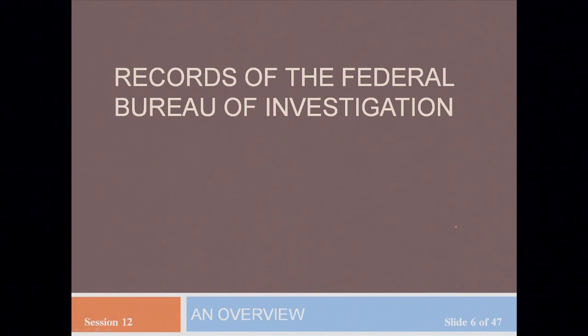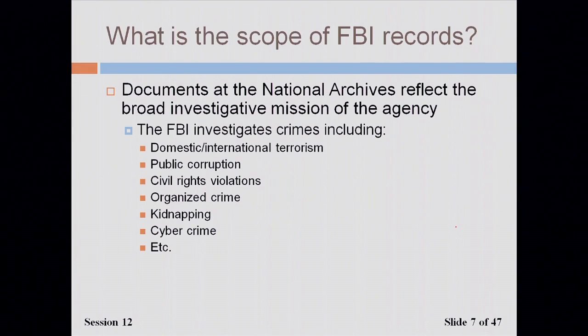Now I will go over an overview of the records of the Federal Bureau of Investigation. What is the scope of the FBI records? The documents at the National Archives reflect a broad investigative mission of the agency. FBI records reflect the scope and mission of the agency, which functions as a national security organization with intelligence and law enforcement responsibilities. The records deposited at the archives were created in the course of the work that the FBI did, such as investigations for the crimes shown, and these records were deemed permanent government records and will be kept at the National Archives forever.